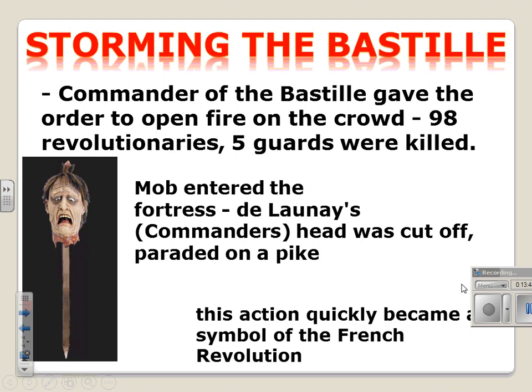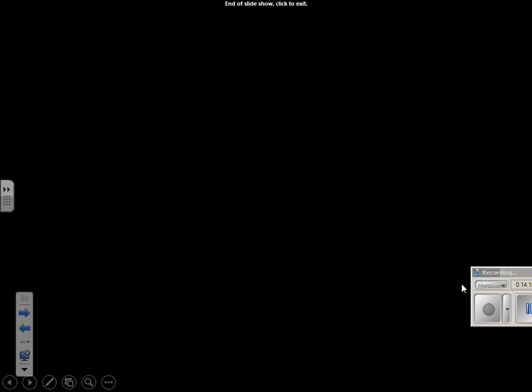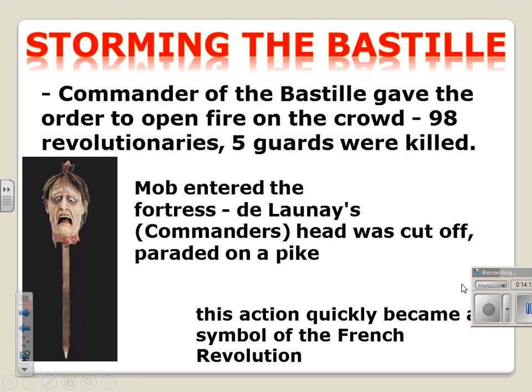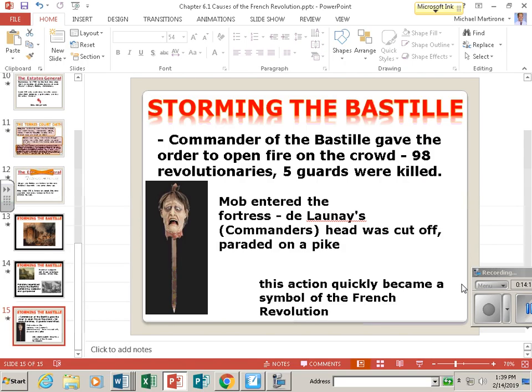And this symbol of cutting people's heads off and parading them around on pikes very quickly becomes the symbol of the French Revolution. And this is a big concept to understand because up to this point, the situation had been growing. And now with July 14th, with the storming of the Bastille, this now brings a new age of violence into the French Revolution. And the revolution begins. So July 14th, Bastille Day, is simply known as the beginning of the French Revolution.